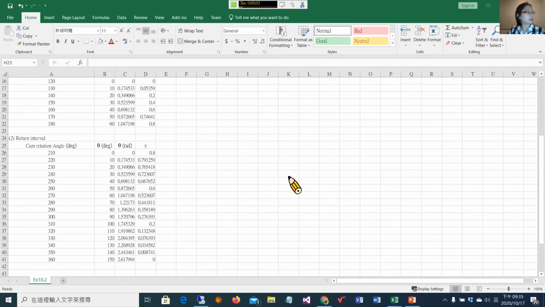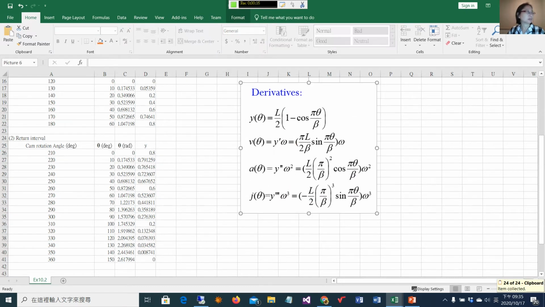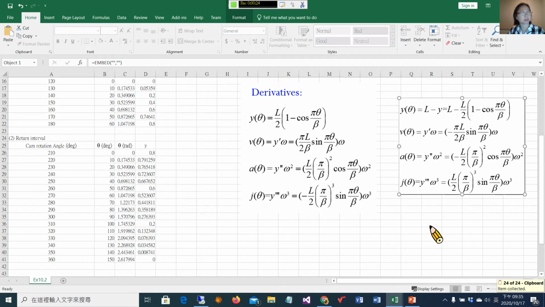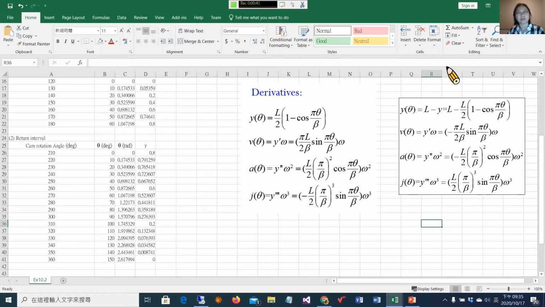Now let us see the velocity, acceleration, and the jerk. We have the derivative of the rise interval like here, and the derivatives of the return interval here. We just look at the return interval. You can follow the same procedure to calculate velocity, acceleration, and jerk for the rise interval by yourself.